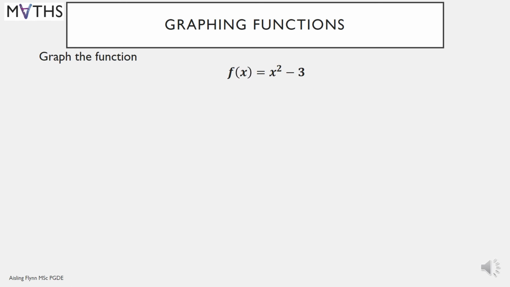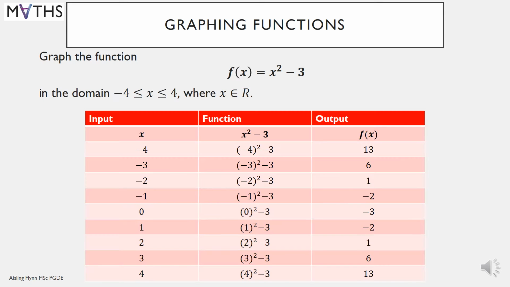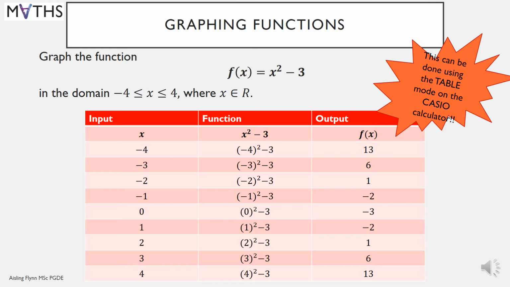Okay, now let's try this one. So it's quite similar again. We're starting with x squared, but f of x equals x squared minus 3. So there's the domain, and there's the table. Again, use your calculator to generate it. Remember that x squared, when the input was minus 4, was 16, and 16 minus 3 gives me 13, and so on. So all the values are 3 less than the original table.